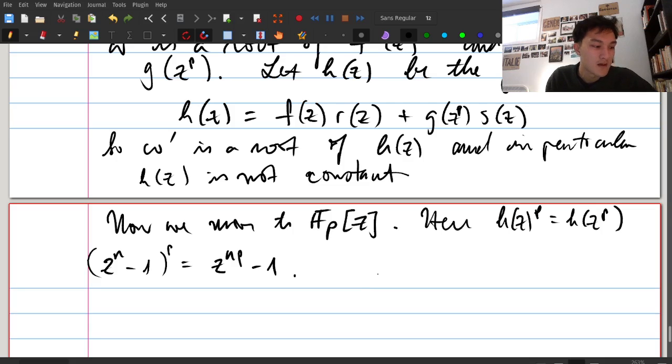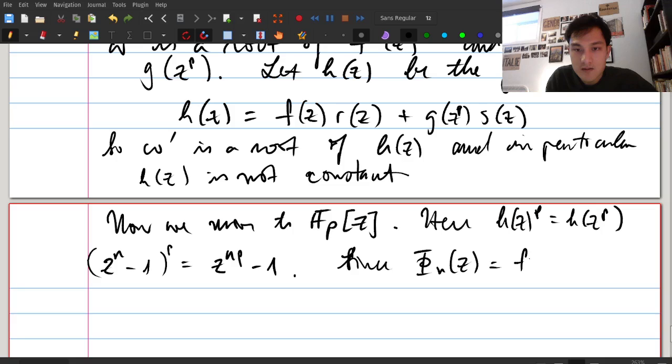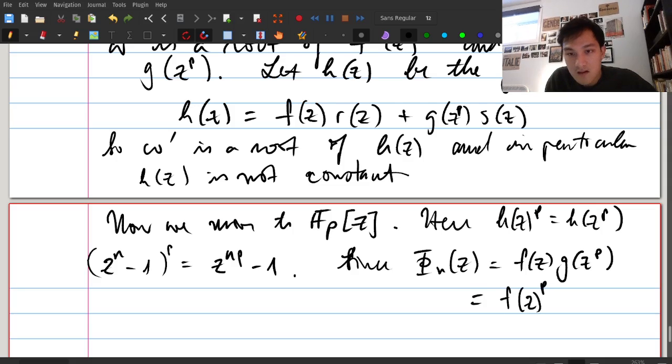Now since phi n of z is equal to f of z times g of z, and this thing in F_p you can do this, right? Is that right? Sorry, I did this wrong. So phi n of z to the p is the same as f of z to the p times g of z to the p, right? That's from our assumption in the very first line.